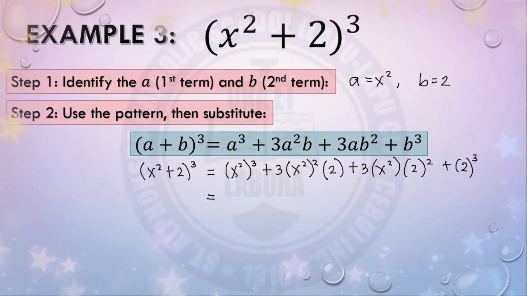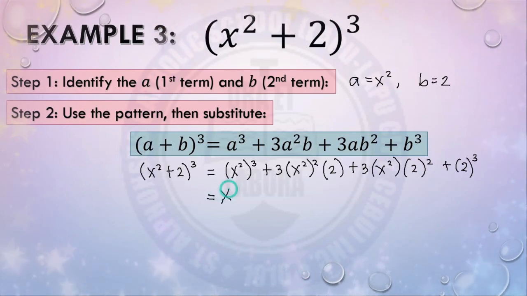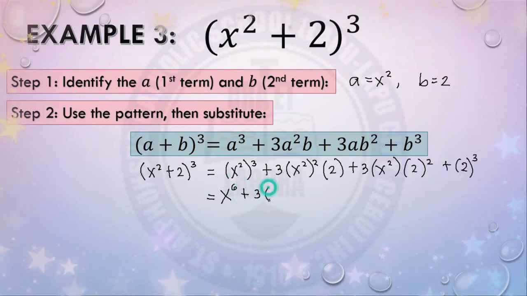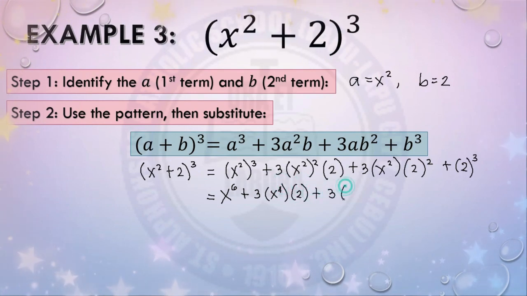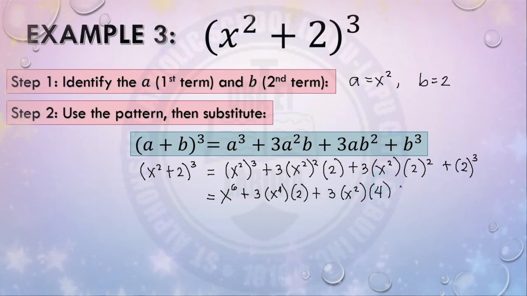Using the laws of exponent, x squared cubed, what are you going to do to the exponent? Please input your answer below. Are you going to add or multiply the exponents? Yes, you're right. We're going to multiply the exponents. So it will become 2 times 3, it will become 6. Plus 3 times (x to the 4th) squared, plus 3 x squared. What is 2 squared? 2 times 2, 4, yes. Plus 2 times 2 times 2 because it's cubed, the answer is 8.